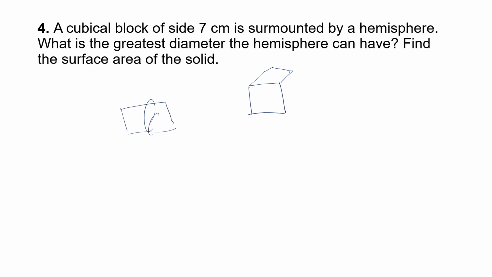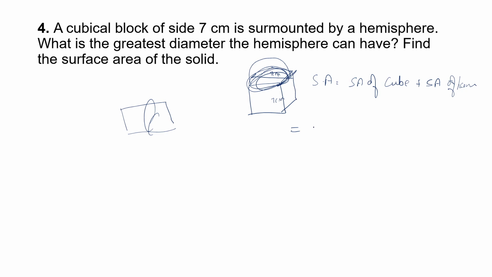Okay, so it is surmounted by a hemisphere means one hemisphere is above this, above the top, and the diameter of the hemisphere is 7 centimeter, and the side of the cube is also 7 centimeter. So find the surface area of the solid. Surface area means surface area of cube plus surface area of hemisphere. Please draw the diagram neatly, mine is not that good.